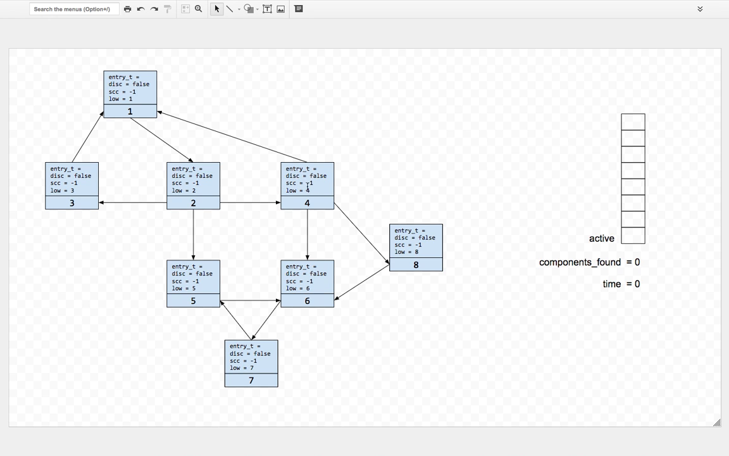All right, so over here we also have some global variables. We have components found, which tells us the count of the number of components we have currently found. We also have a time marker, and time will increase every time we enter or exit a vertex during our depth first search of the graph. And then we have this stack here that we call active, which we will use to keep track of strongly connected components in some way or another.